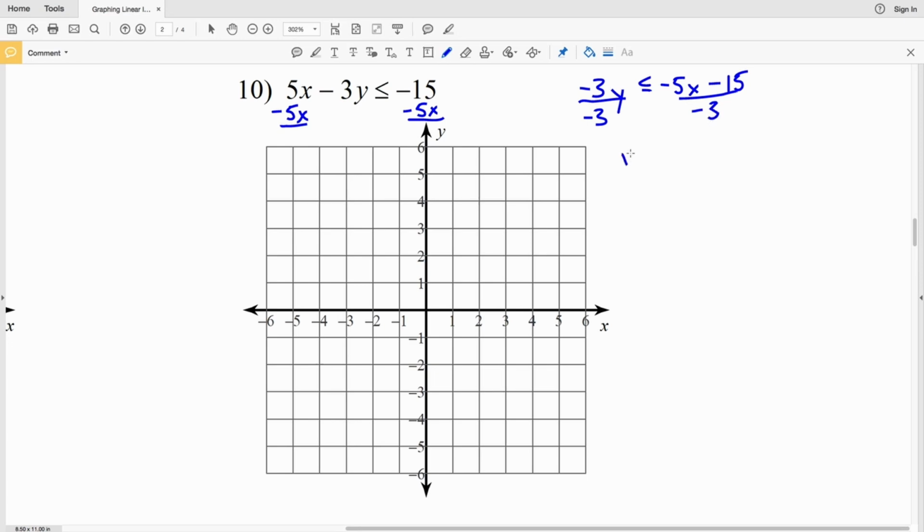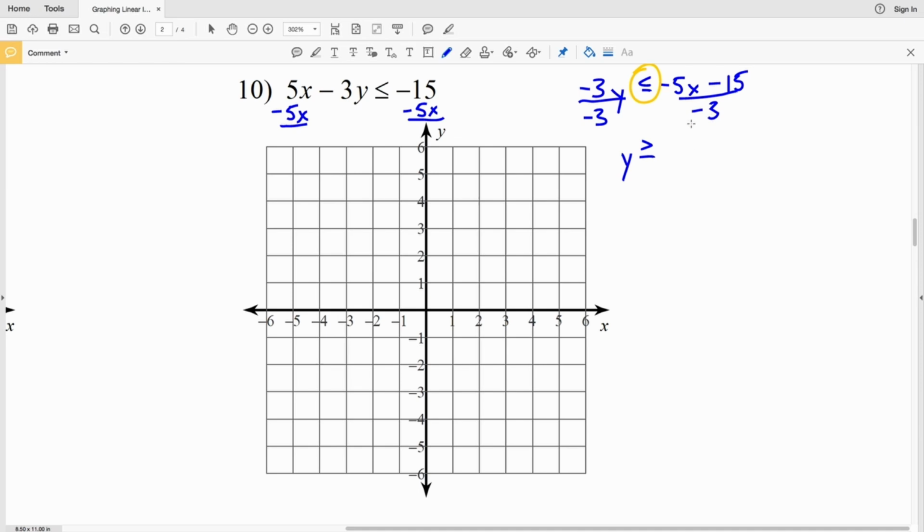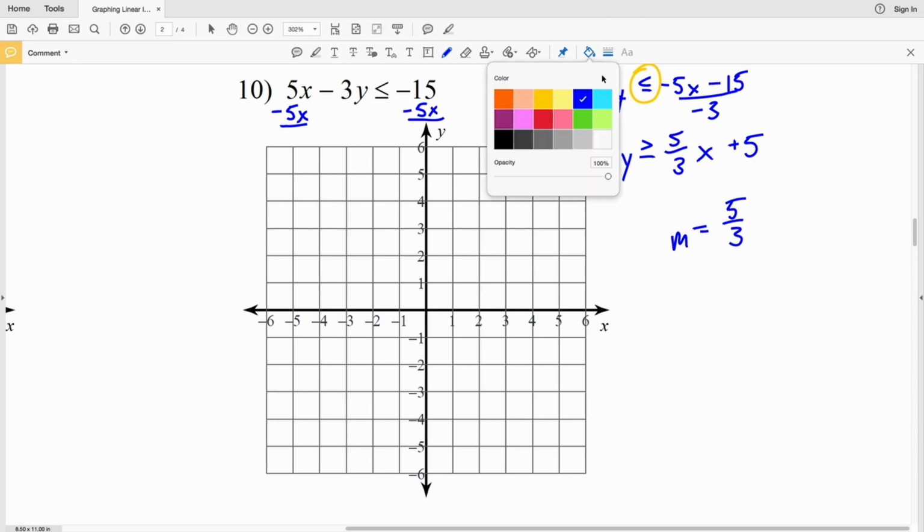I'll be left with y on the left-hand side, and since I divided by a negative, remember, I have to flip this inequality. So now y is greater than or equal to negative 5x over negative 3, which is the same as positive 5x over 3, which is 5/3 x, and negative 15 over negative 3 is a positive 5. So now I have my slope, m, which is 5 over 3, and my y-intercept occurs at positive 5.